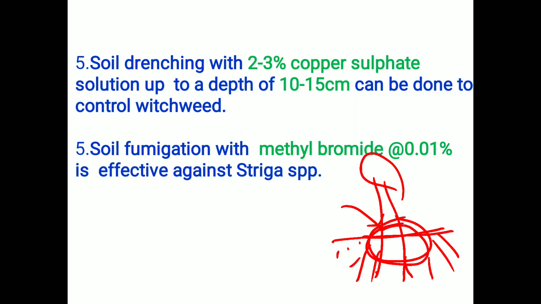Then instead, if copper sulfate is not available, we can do soil fumigation with methyl bromide. As we know, methyl bromide is a soil fumigant, it creates fumes when we apply it to the soil. We apply the methyl bromide fumigant at a rate of 0.01%. It is effective for control of Striga.